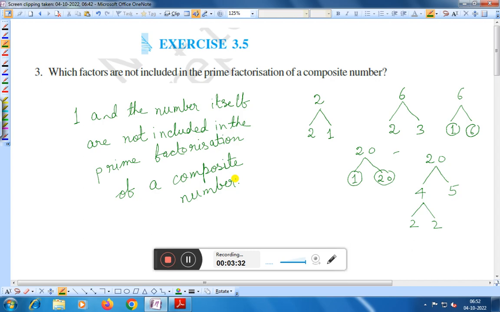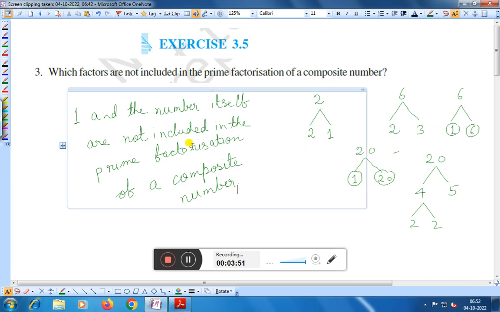Therefore, the answer is that 1 and the number itself are not included in the prime factorization of a composite number. Here you see, suppose 6, we cannot write 1 and 6, we will write 2 into 3, right? The same way if we write 20, we will not write 1 and 20, but we will write 4 into 5, and 4 is equal to 2 into 2, right? That means 1 and 20 is not written. Therefore, 1 and the number itself are not included in the prime factorization of a composite number.